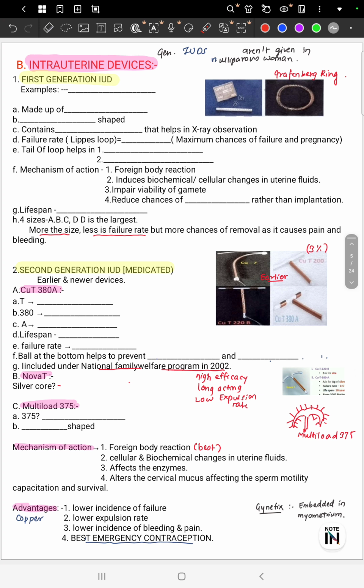जबकि second generation और third generation IUCDs they have got a particular lifespan. Why? Because they contain certain things like second generation contains copper, third generation contains hormones. तो जब hormones ख़त्म हो जाएंगे तो lifespan भी ख़त्म हो जाएगा. There are 4 sizes A, B, C, D, while D is the largest.